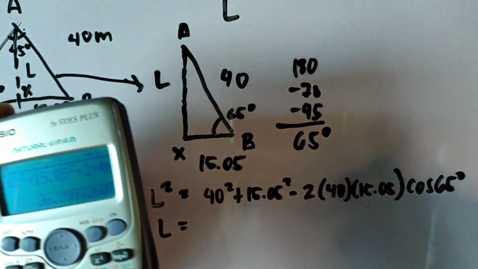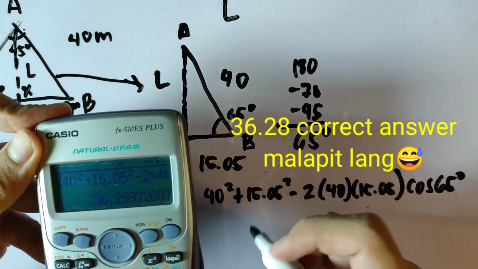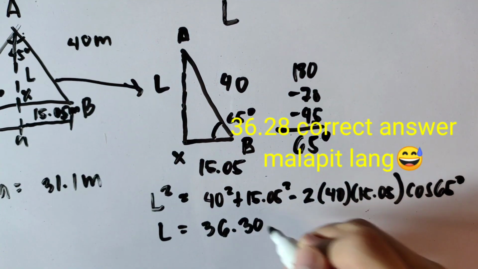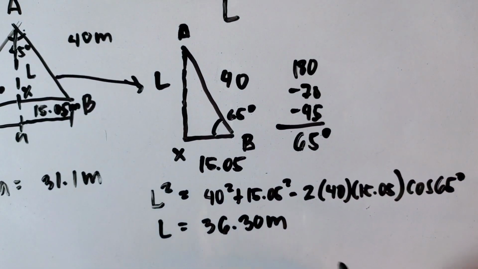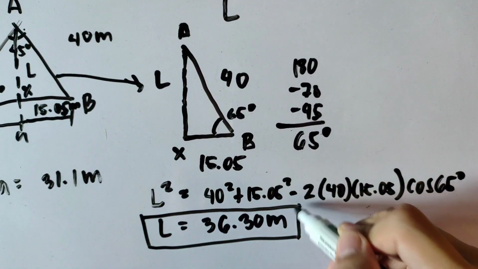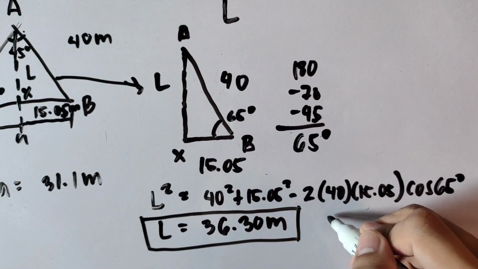So, yung value ng L natin is equal to 36.30 meters. So, ito na yung tamang sagot. At based na sa choices, letter A ito.